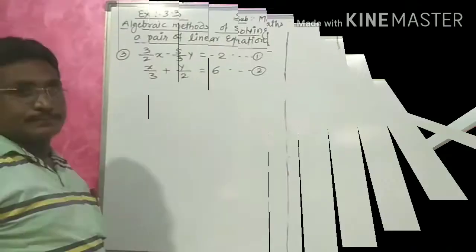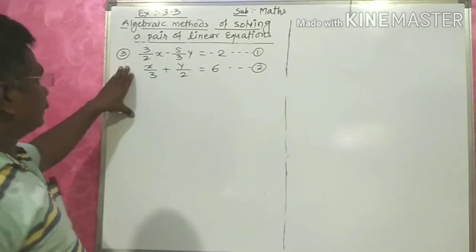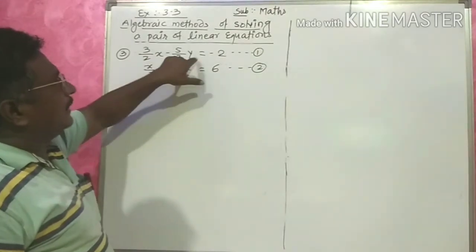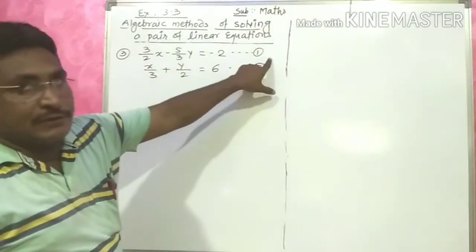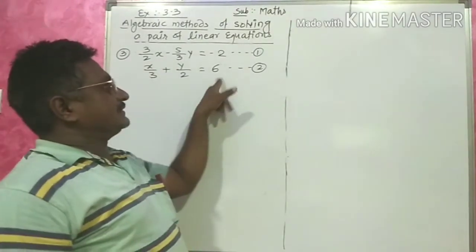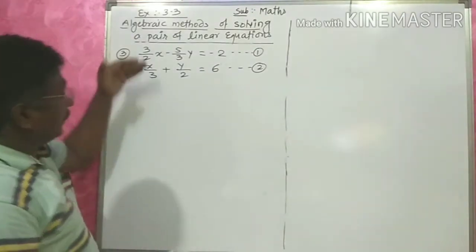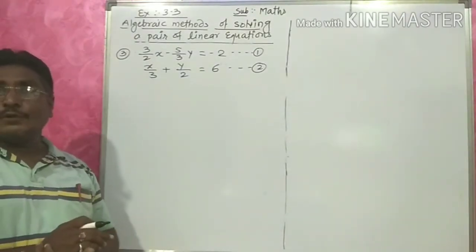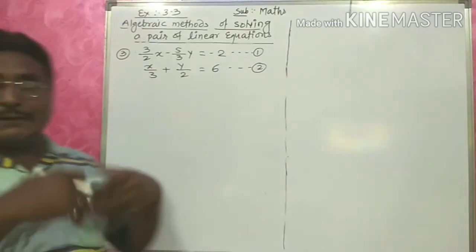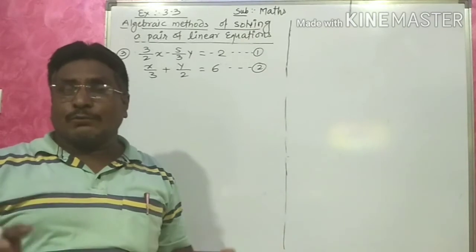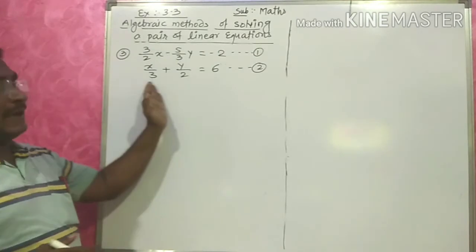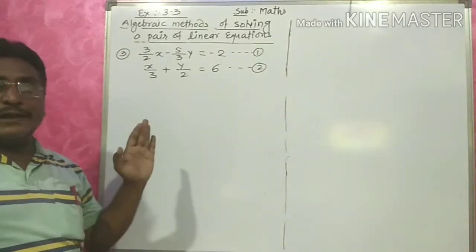Now we will go on to the next. Now third question. 3 by 2x minus 5 by 3y equals to minus 2, equation 1. x by 3 plus y by 2 equals to 6, equation 2. Now here fractions are given. So what do we have to do? We have to remove the fraction. How to remove the fraction? For removing the fraction, we have to eliminate the denominator. How to eliminate the denominator?